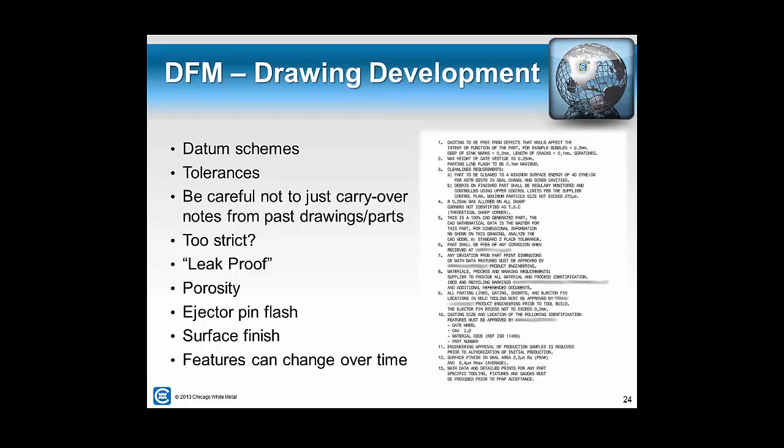But sometimes what happens is that the notes that were on the drawing as a machined part just get carried over onto the die cast drawing, and that could be problematic depending on what the notes are. Just a caution to make sure that the notes for die casting are actually applicable for the die casting itself. Are the notes too strict?